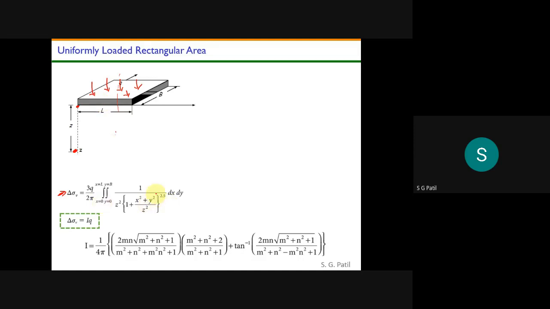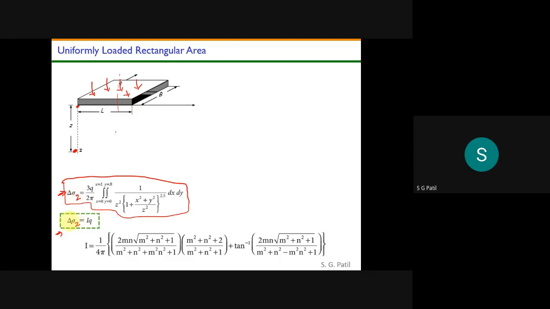There are some other techniques. I will tell you how to calculate the stress increase at points other than the corner point. Now we'll discuss how to calculate the stress increase due to the rectangular area at a point below one of the corners. So this is the formula. You need not remember this formula, but you should remember this one: delta sigma z.